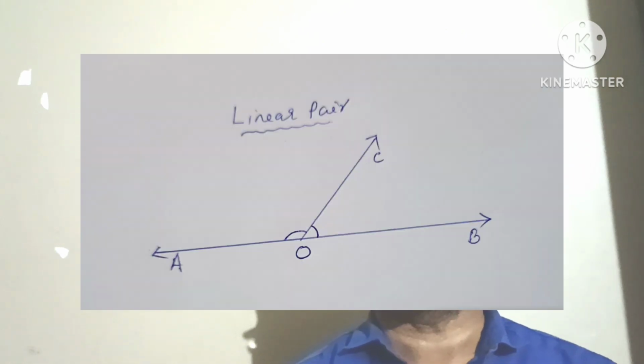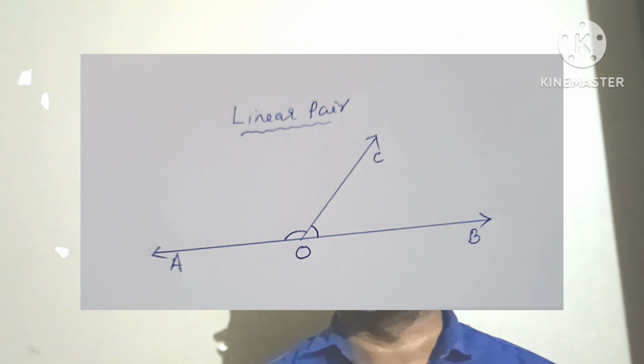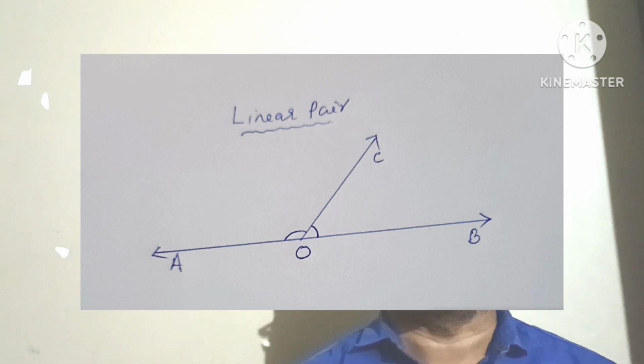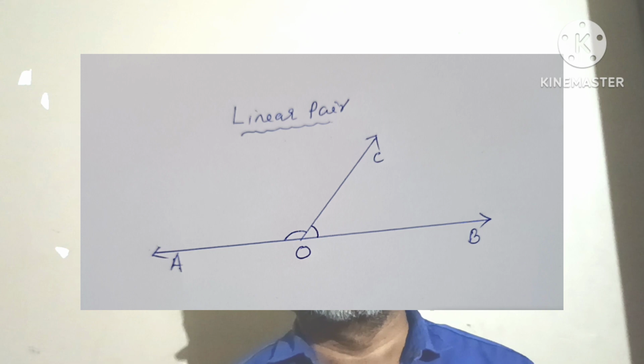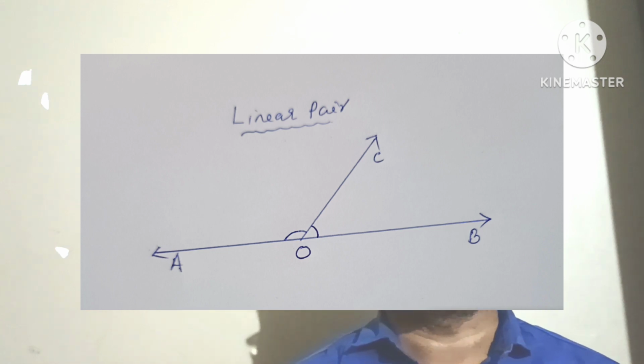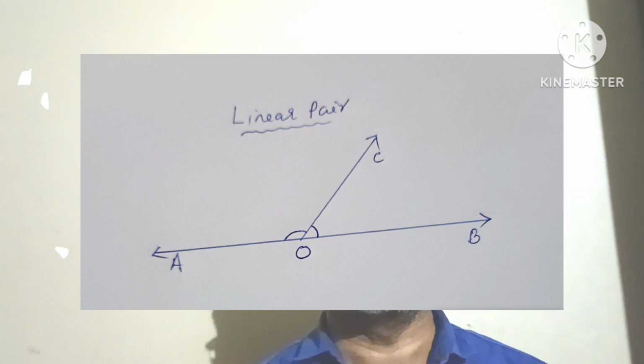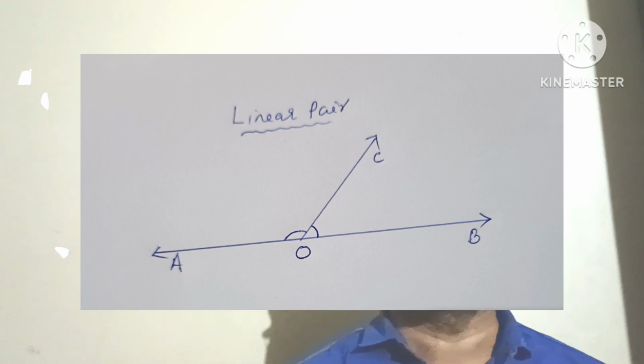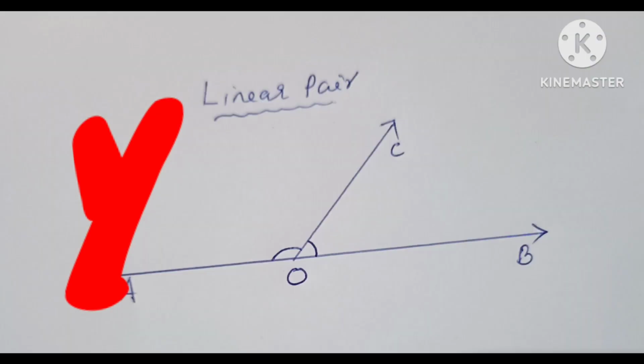Next, we will learn about another pair of angles, that is linear pair. Here you can see the figure. Line AB is a straight line. You can see ray OC stands on the line AB. Then on the left side is angle AOC and another angle is angle BOC. These two angles are known as a linear pair. You can remember a linear pair when you see the English alphabet Y.